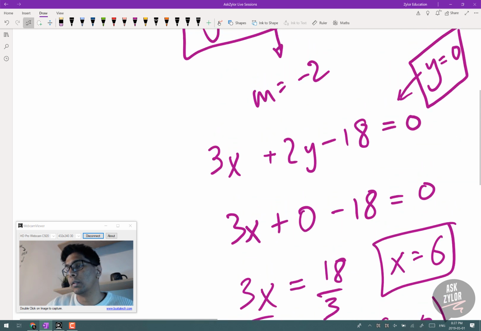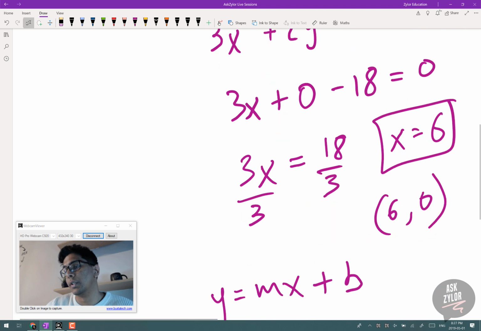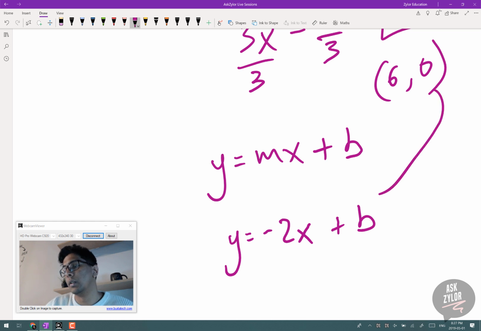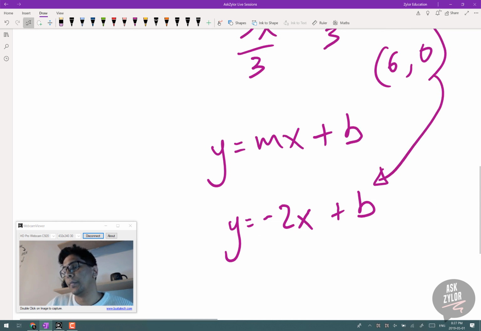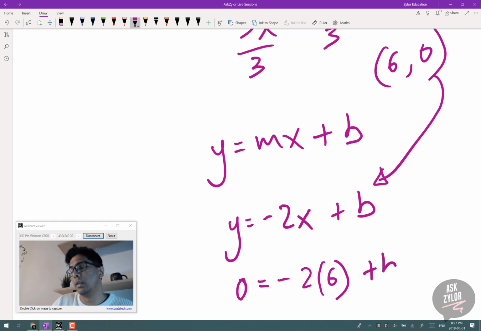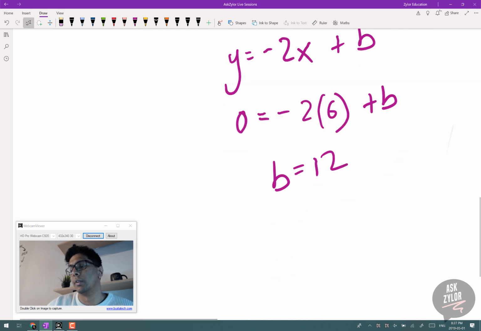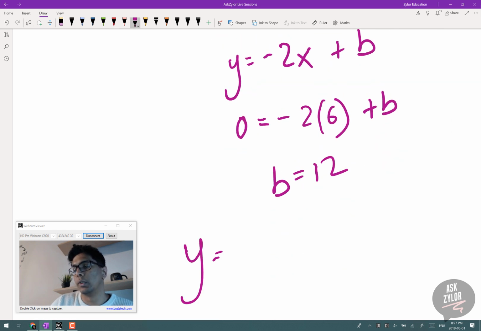my slope is the same as the previous one, which is negative 2. So I'm going to say y is equal to negative 2x plus b. To find my b value, I'm going to substitute this point in. So I'm going to say 0 is equal to negative 2 times 6 plus b. Right? So my b is equal to 12. So my final answer is going to be y is equal to negative 2x plus 12.